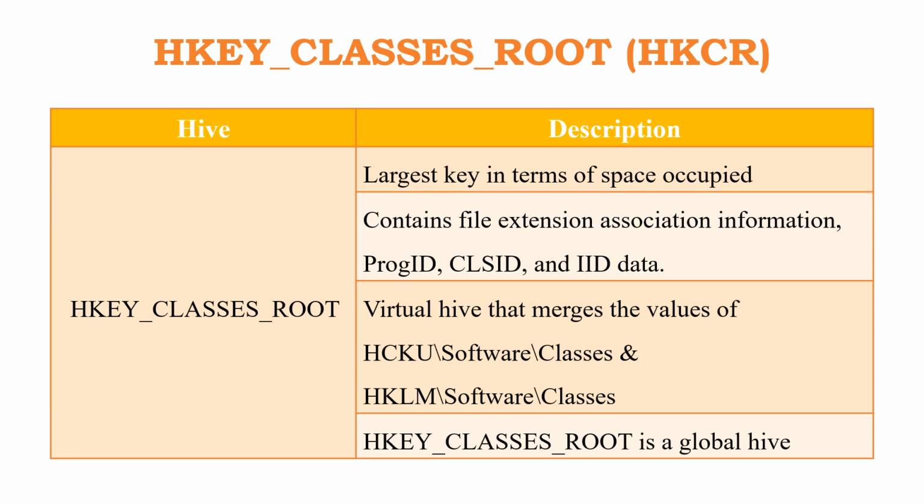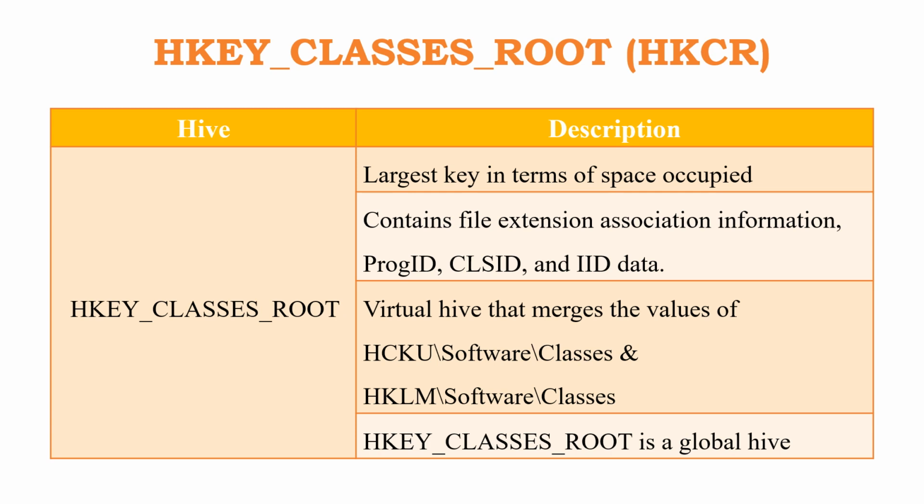This is the largest key in terms of the space occupied. It contains information like file extension association information, programmatic identifier, that is ProgID, class identifier, and IID, which means interface identifier data. The programmatic identifier describes the application name and the class name. Class ID describes the serial number which is unique for each application, and IID states the interface. This hive is basically a combination of two other hives, that is current user and local machine.